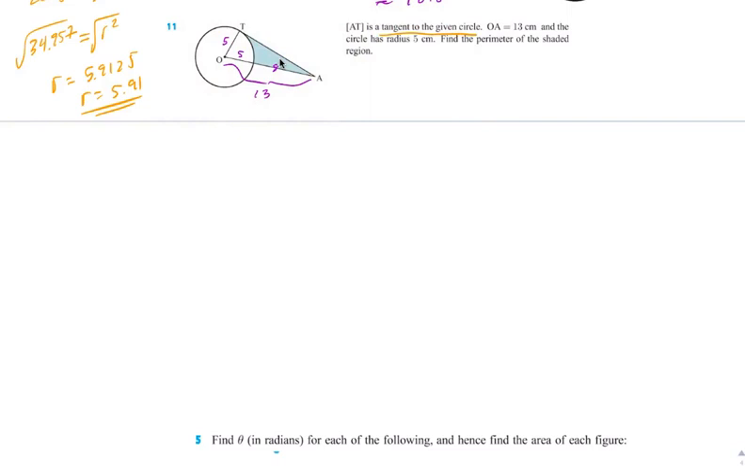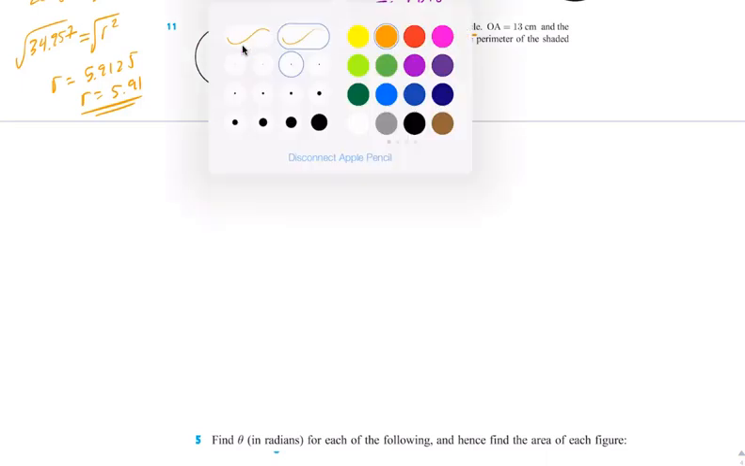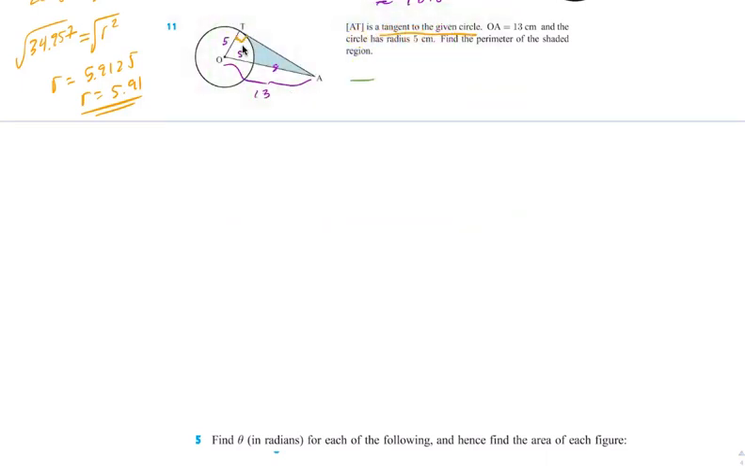If you have a tangent to a circle, the tangent and the circle make a right angle. So really what I have up here is a right triangle of 5, right angle, and 13. So I've got to figure out what this side is right there.